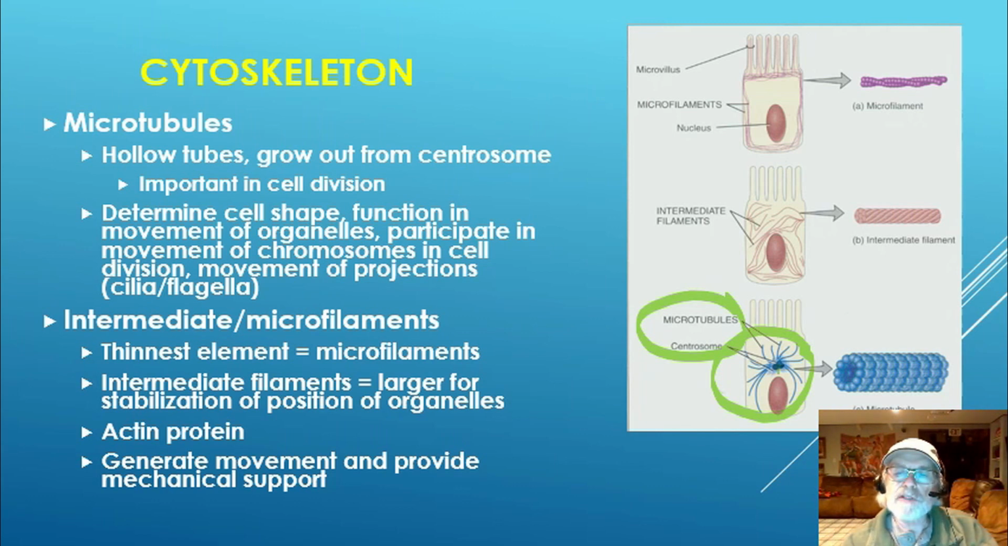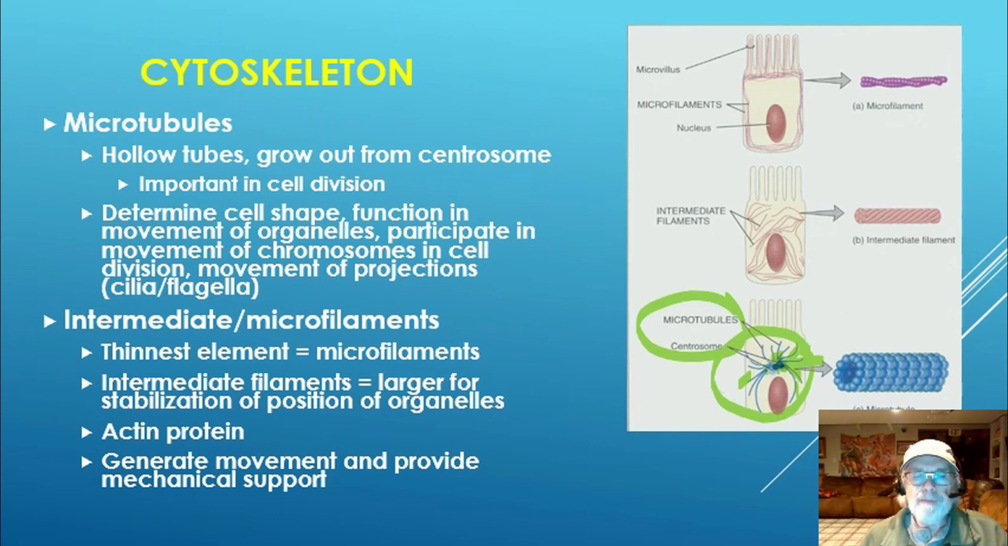What the centrosomes and centrioles do is create these tubules that come out from a center area and allow, in cell division, the chromosomes to line up there so they can pair up and divide. We'll talk more about that later on. They're much more important in cell division, these microtubules. But they also help to determine cell shape, the function and movement of the organelles. They participate in the movement of chromosomes, like I mentioned before, in cell division. They're also part of what we see as flagella and cilia, which we'll show you in just a few minutes.